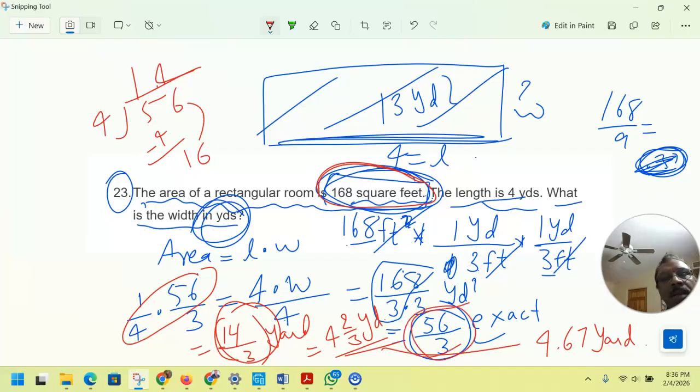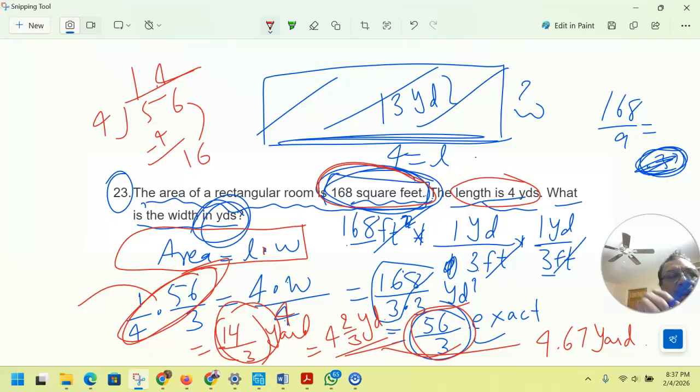And then you use the area formula. Because they gave you the length, we need to find the width. So all you do is divide both sides by 4. I tried to reduce this, or you could do it directly in the calculator: 56 divided by 12. Then we get the same answer.